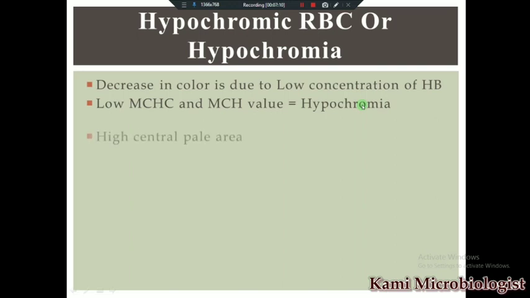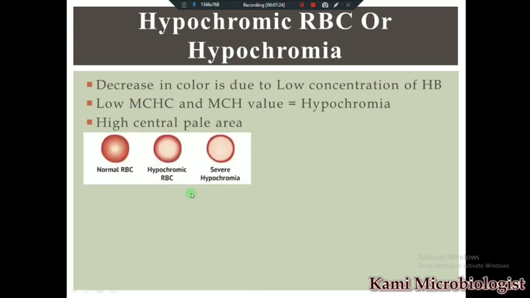Okay, next is high central pale area, which means that when you see the hypochromic RBC, in this case they have a very high central pale area. Let me show. As you can see, this is the hypochromic condition. This is the normal RBC, this is the hypochromic RBC, meaning they have a very large pale area. And this is the severe hypochromia.